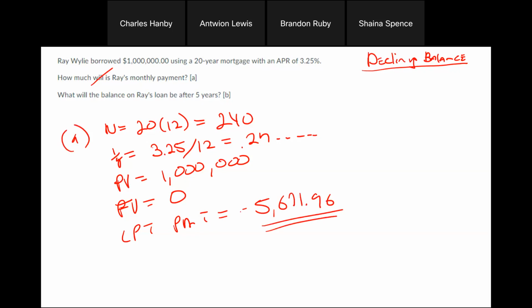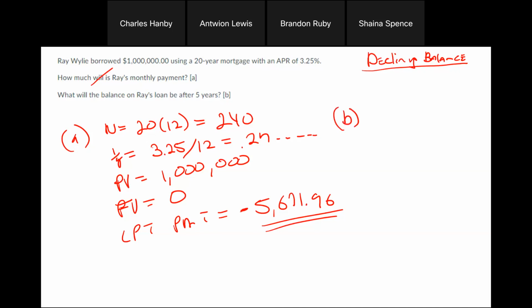That is the answer to part A. The answer will come out as a negative on your exam. They would type in 5,671.96, exactly as it reads, no negative sign.